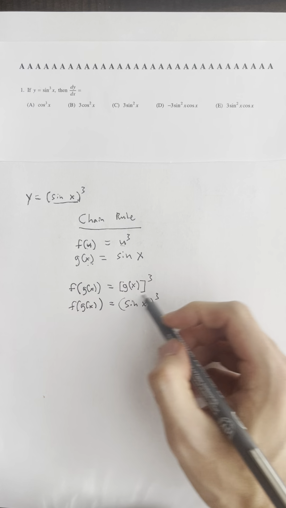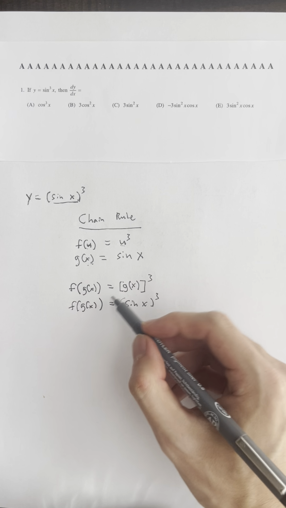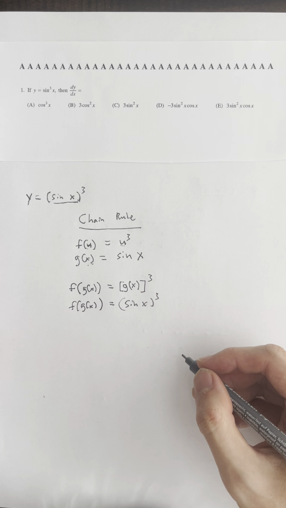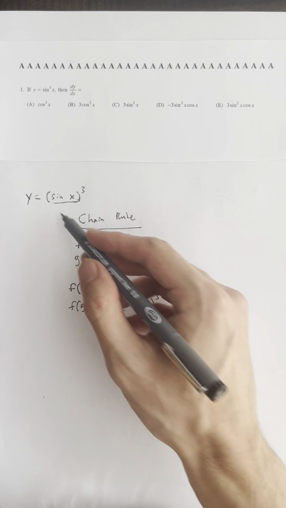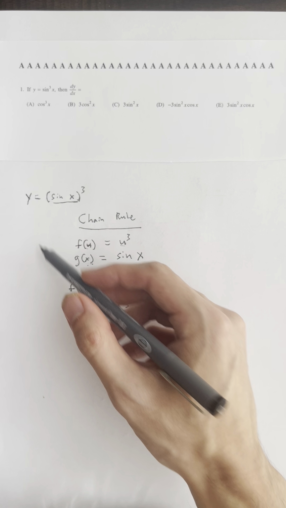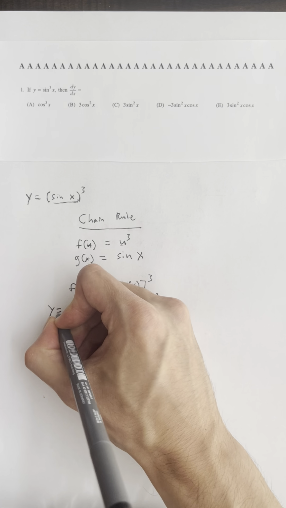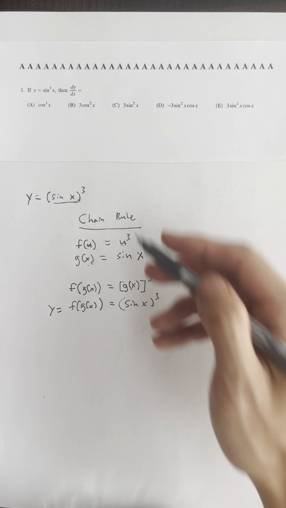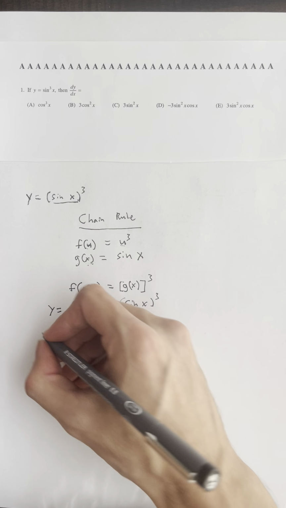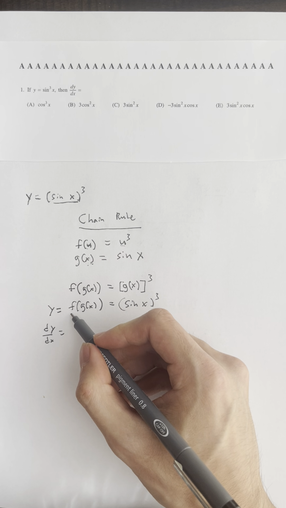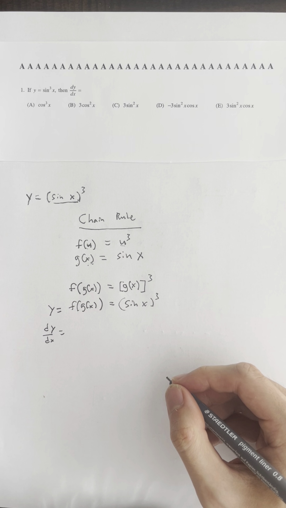Okay, so to go from this equation to this equation, I just simplified. I changed g of x to sine x. Now this is the same thing as this. So I can say that y is equal to f of g of x. Now we want to find dy dx. So we want to find the derivative of this.